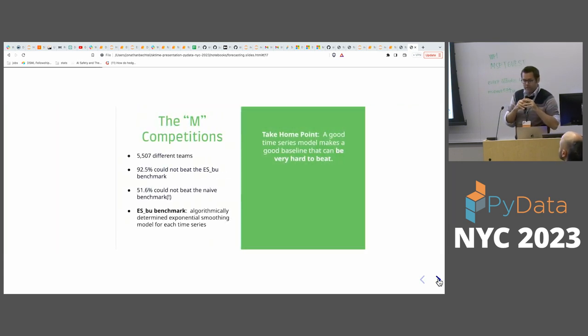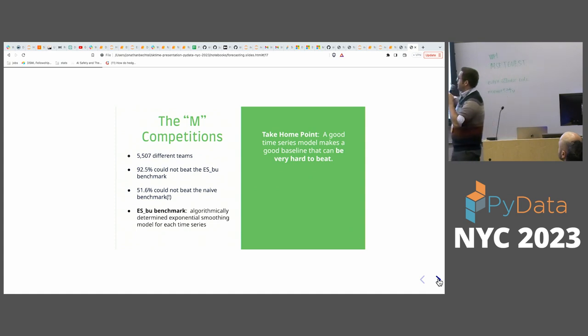Right, so LightGBM was the most common technique used. Over 5,000 different teams. Worth pointing out though, the benchmark that the competition used was called ESBU. This is a technique that will algorithmically determine what sort of exponential smoothing model to use, and then use an exponential smoothing model for each individual time series. So essentially there was this classical time series benchmark.